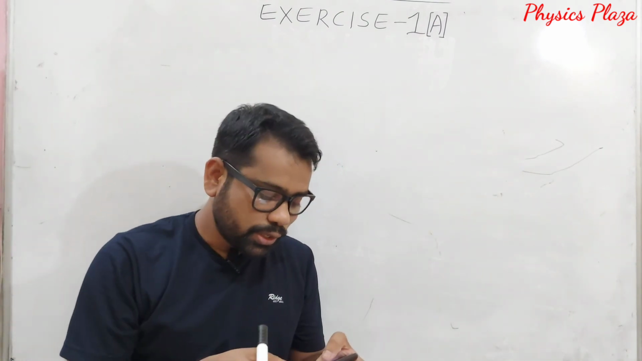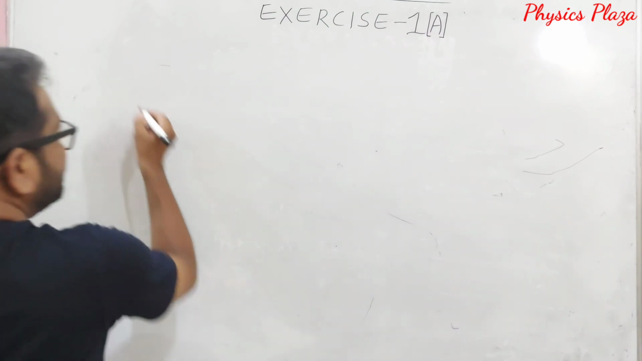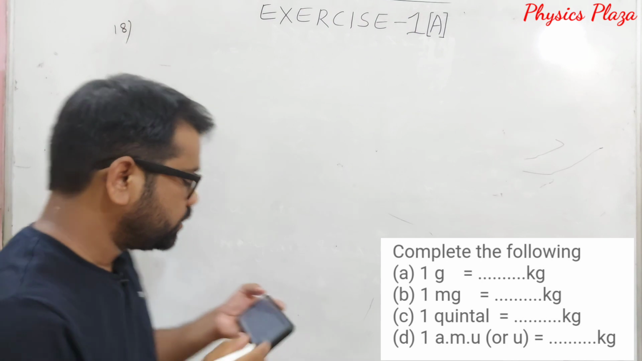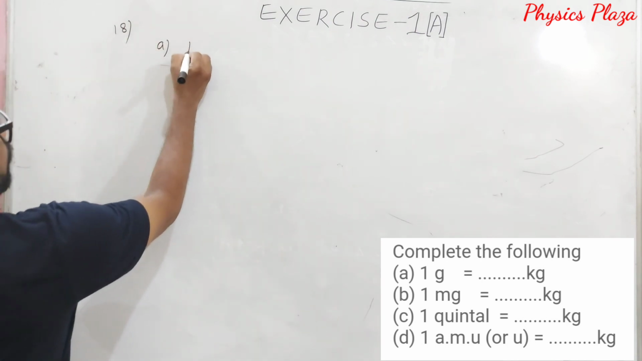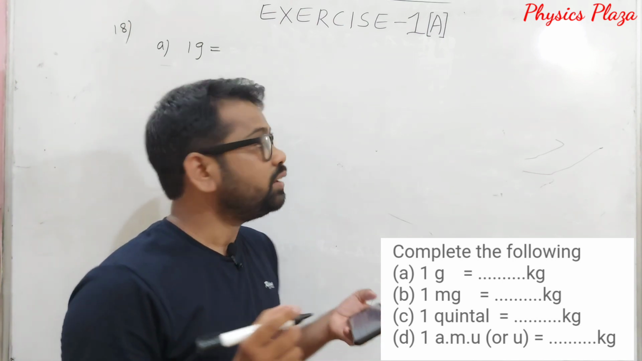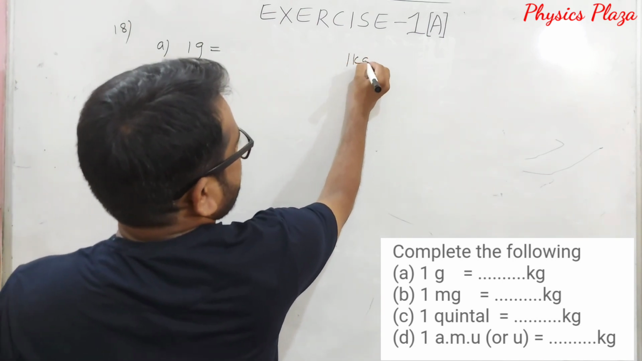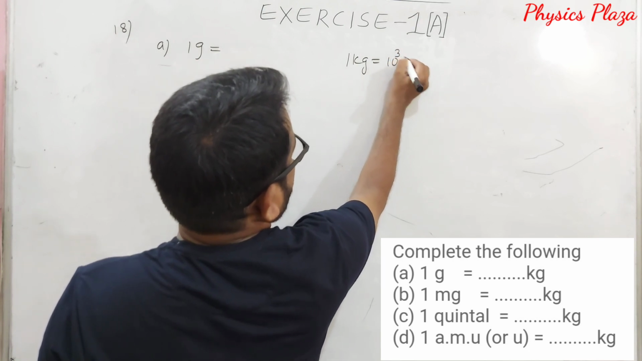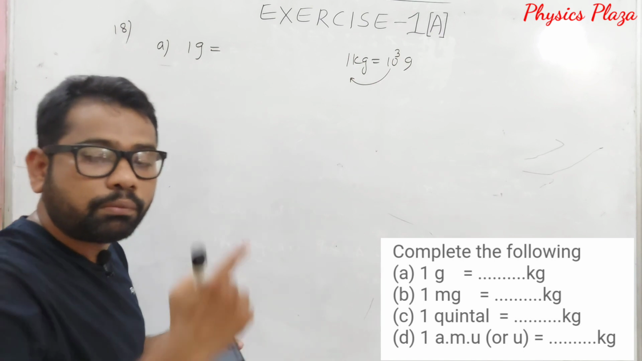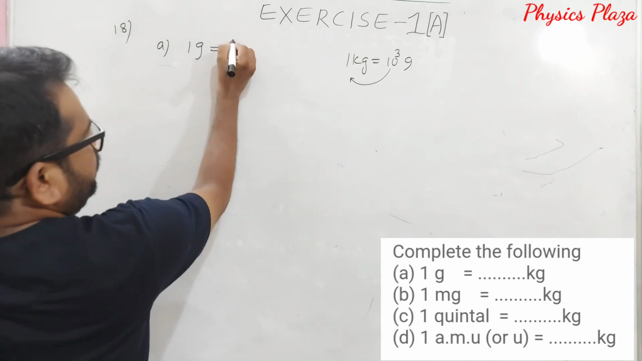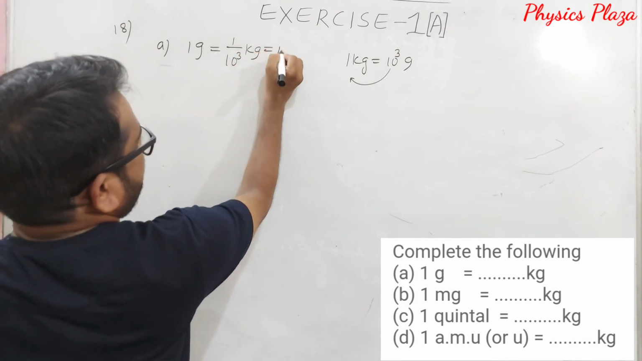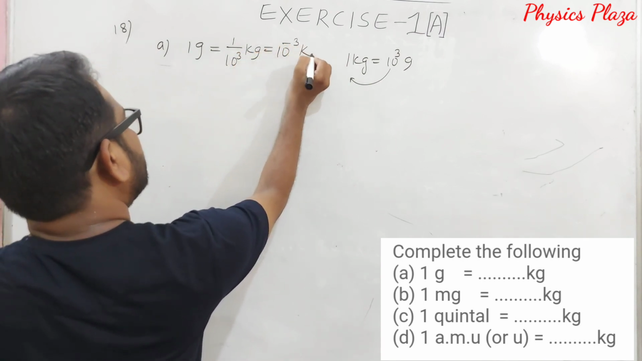Now moving to question number 18, dear children. Complete the following ones. In this 18th question we have A, B, C, D. The first one, A: 1 gram is equal to how many kg? Children, we know that 1 kg is equal to 10 power 3 gram, that is 1000 grams. So 1 gram is equal to 1 by 10 power 3 kg, or you can write 10 power minus 3 kg.